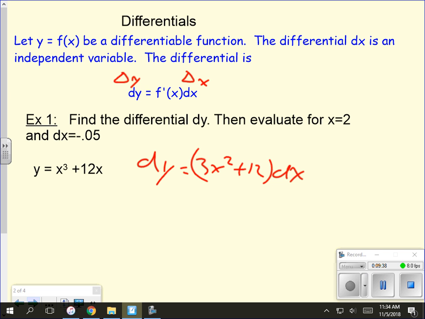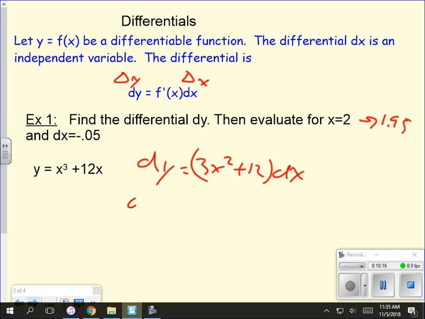Then evaluate it for x equals 2 and dx equals negative 0.05. So if I'm at the point where x equals 2, and I change my x coordinate by negative 0.05, if I go from 2 to 1.95, what does my y change? That's what this question is asking me. If I go from 2 to 1.95, how much does my y change? I don't know where the y is, but I can find out how much it changes. That's what this tells me.